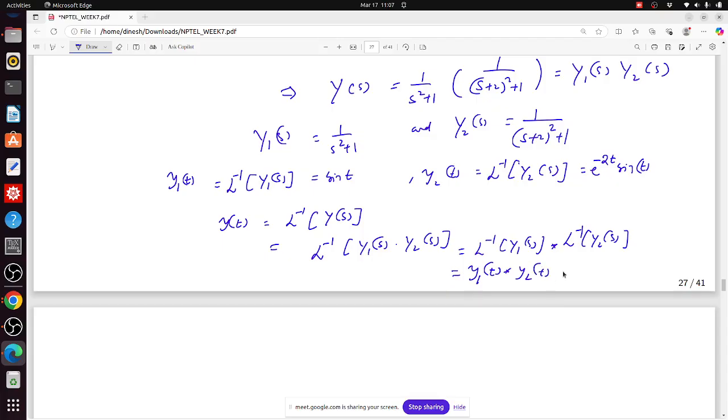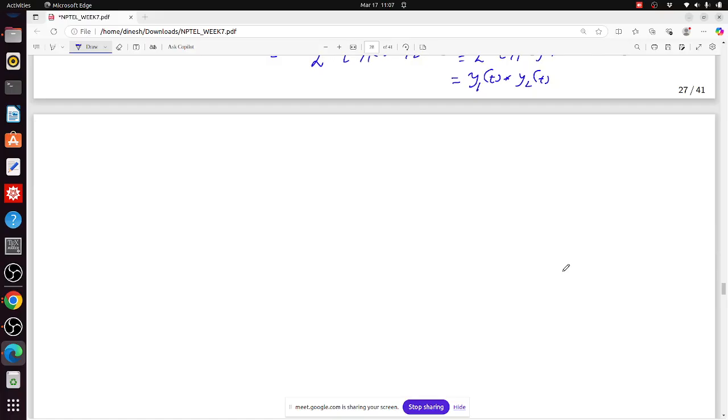So we know how to define the convolution of two functions. That is equal to the integral from 0 to t of y2(tau) y1(t minus tau) d tau. So again, on substitution, the integral from 0 to t of e power minus 2 tau sin tau times sin(t minus tau) d tau.